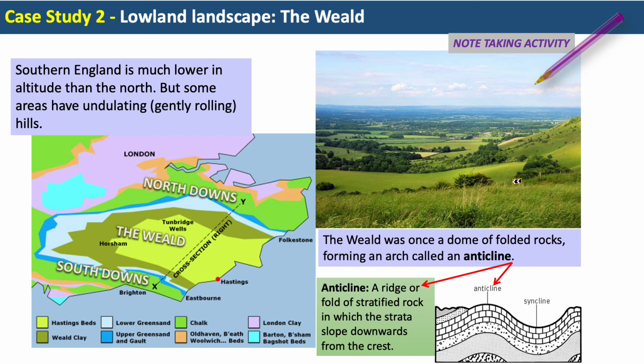That in turn has an impact on the shape of the landscape. So we've got noted here, we've got a lovely photo here of rolling hills. Anticlines and synclines, these are words that you need to get familiar with as well.